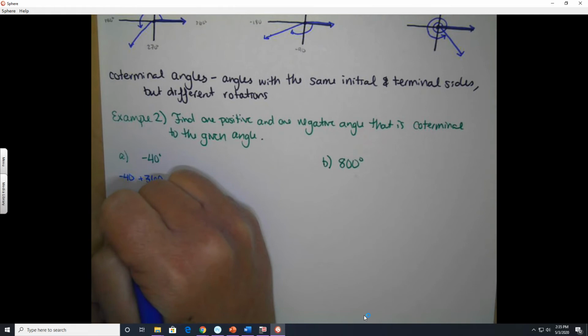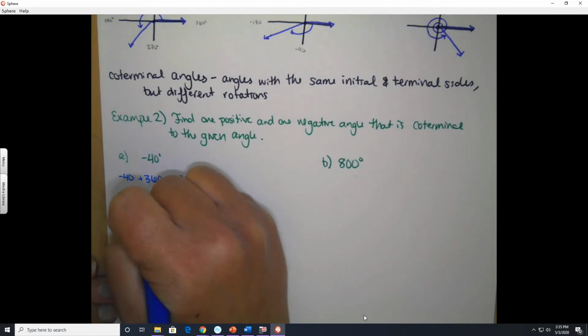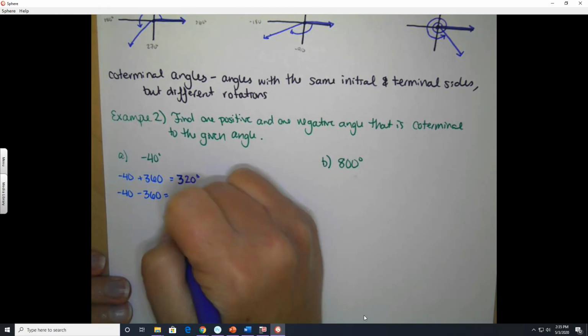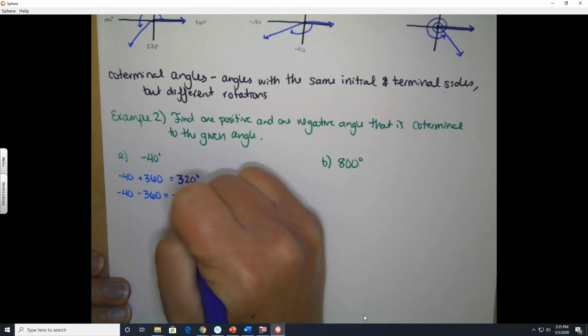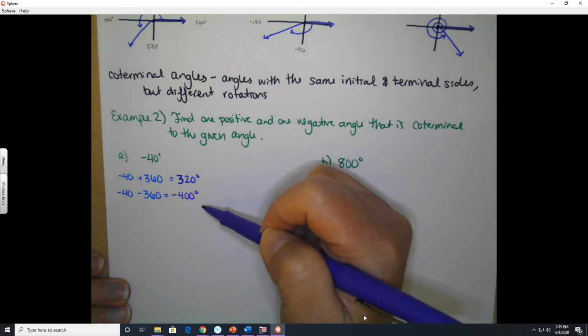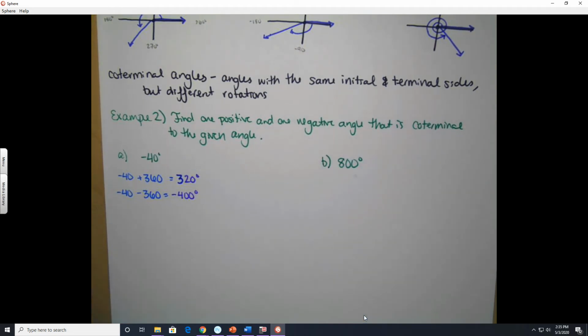If I do -40 minus 360, I'm going to get -400 degrees. Here we have a positive and a negative angle that is coterminal to our original angle of -40 degrees.